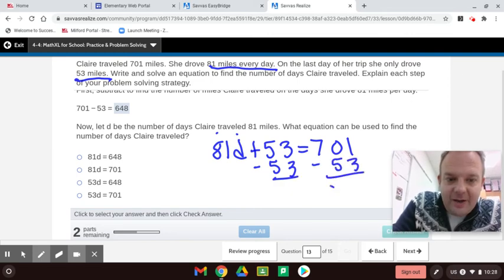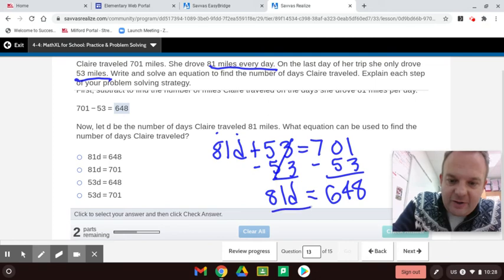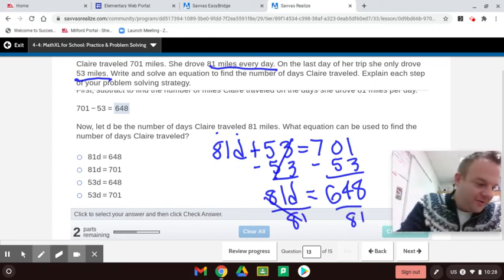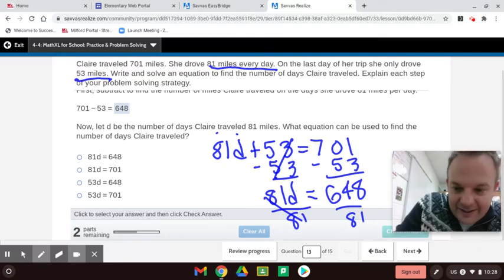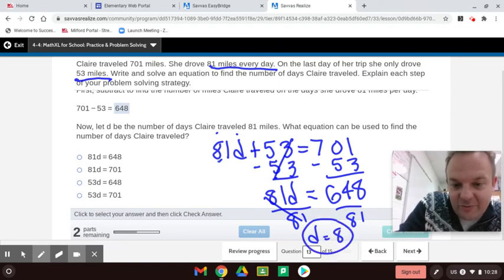And we get 648. So now in our two-step equation, guys, we have 81d equals 648. You see that? Because this canceled out. So now we're going to divide by 81. Now we're doing algebra. This is awesome stuff, guys. And you're going to learn this process of doing this. Isn't this cool? D equals 8. The number of days equals 8. And then you always want to check. 81 times 8 plus 53 equals 701.